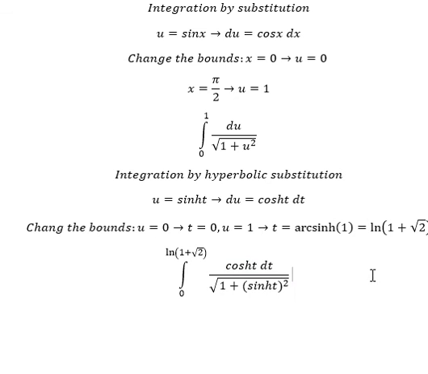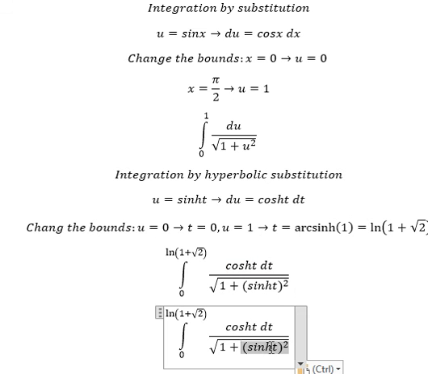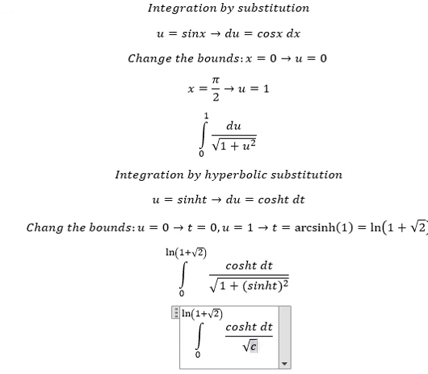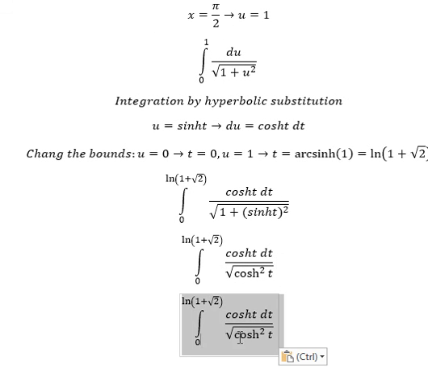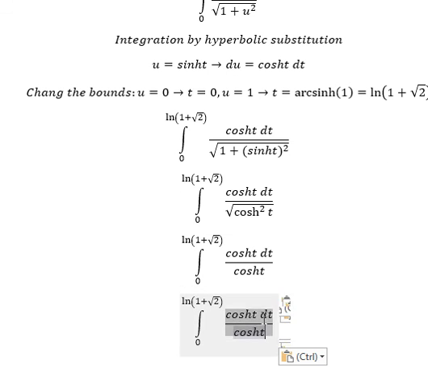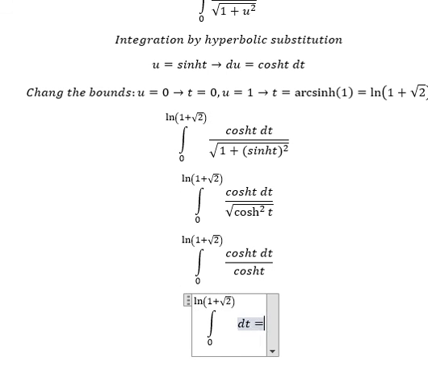So 1 plus sinh t squared is cosh t squared. The square root of cosh t squared is cosh t. And now we simplify it, and you get dt. The integration of dt is t, and we put the bounds from 0 to this one.